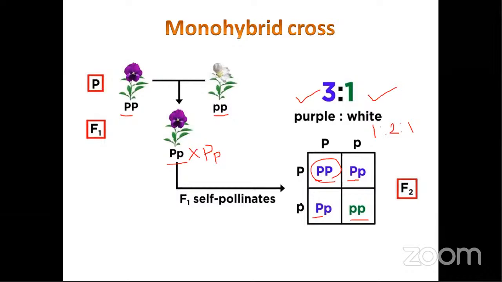Random union means here the capital P can mate with equal chance with capital P and small p. There is nothing fixed that it will mate with this much or that much. It can randomly mate with anyone. Okay, and there is equal survival of the zygotes which are produced from this process. So these four are the assumptions for the law of segregation. So basically what is happening in the law of segregation is that you might have seen that there are homologous chromosomes.